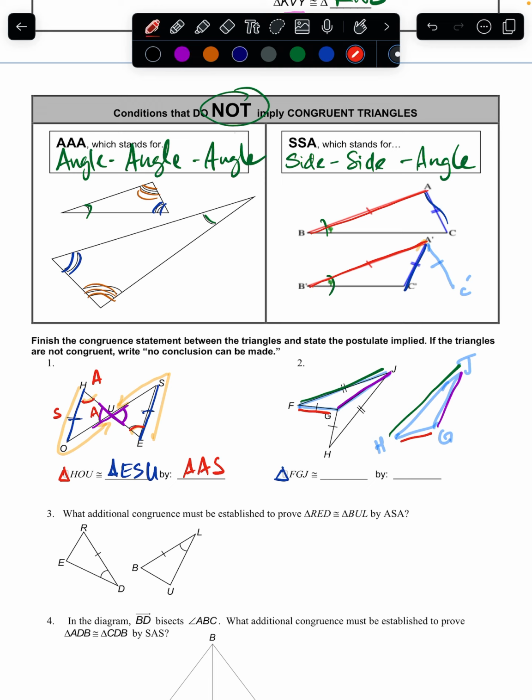So what's happening here is that I have a side. Three corresponding sides are congruent. So I know that by SSS, side side side, my triangle FGJ, let's see, FGJ goes from here to here. So I will do the same thing. It goes through there. And so this is going to be triangle HGJ.